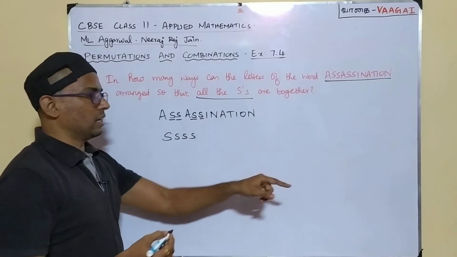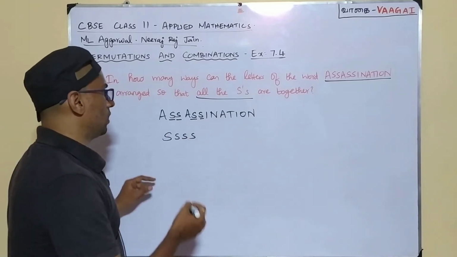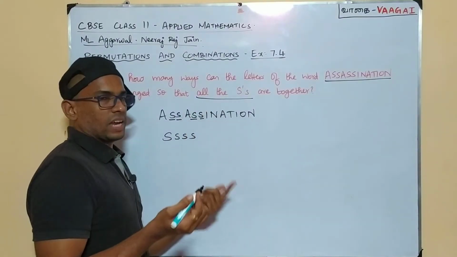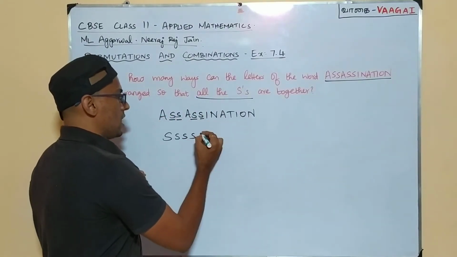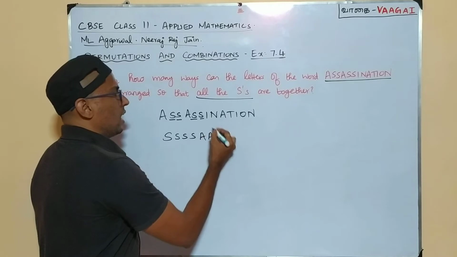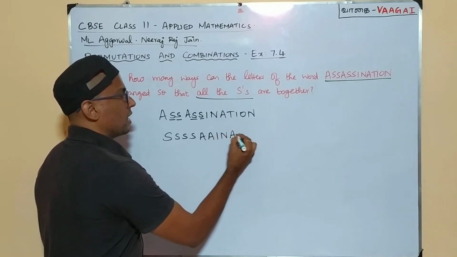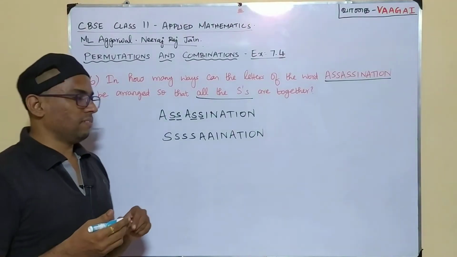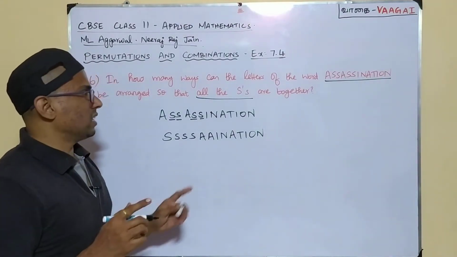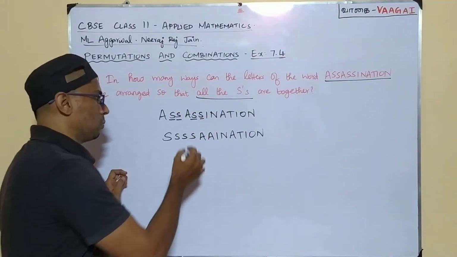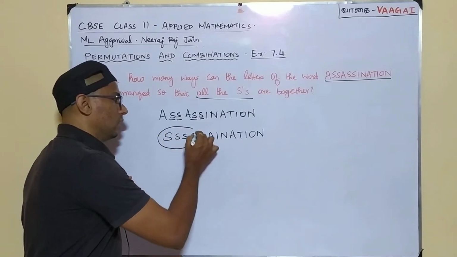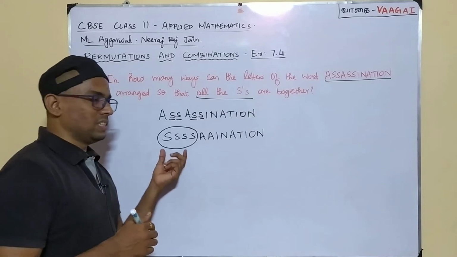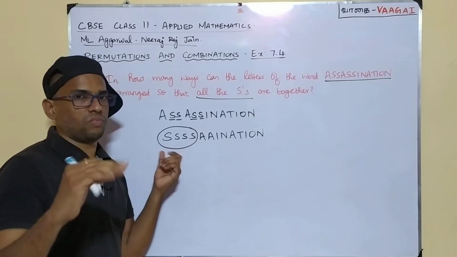And now we will take the other letters. What are the other letters? Except these 4 S letters, the other letters we can take in order. So A, and then this A, and then we have INATION. So these are all the things we have in this given word. Now the task is all the S's are together. So make the S's one single bunch, one single group.